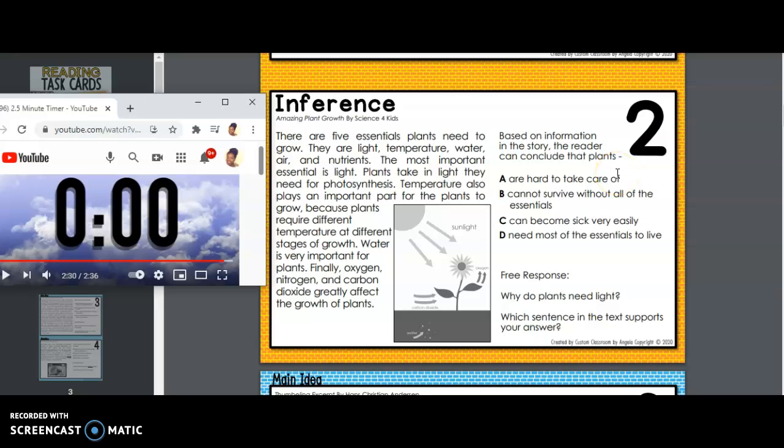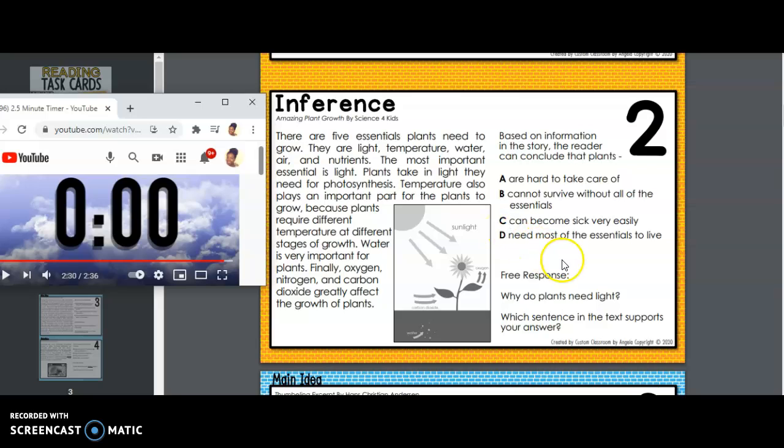B, cannot survive without all of the essentials. So we have here that there are 5 essentials that plants need to grow. If it's essential, they need it, they can't live without it. B could be our answer. They can't survive without those things. C, can become sick very easily. No, we didn't get that information from this informational text.